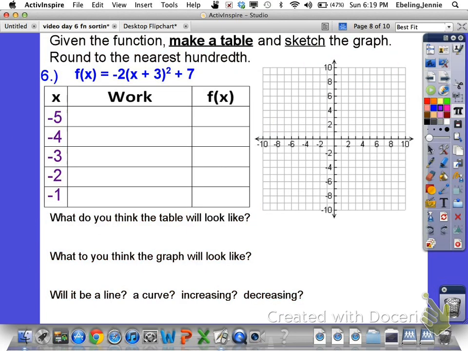Okay, the next one has a square in it. We have f of x equals -2 times the quantity x plus 3 squared plus 7. And I've given you a list of values to use for your x. I've given you your domain values, and you're defining the y values. Please copy this onto your paper, complete the table, and then graph. Then turn the video back on again to see if your table and graph match mine.